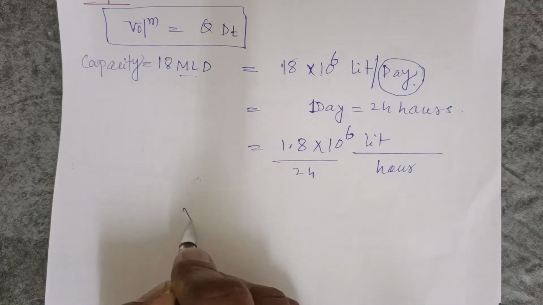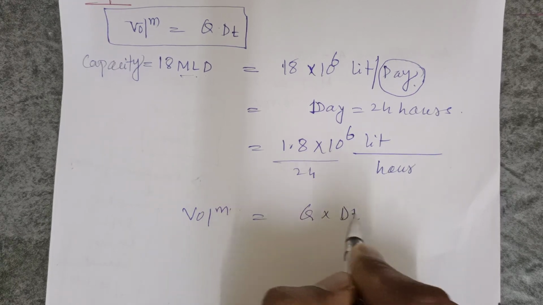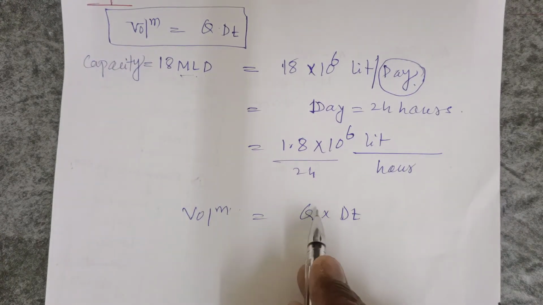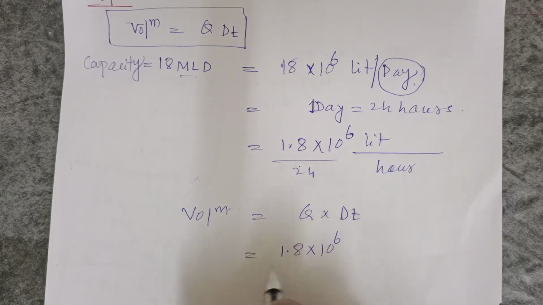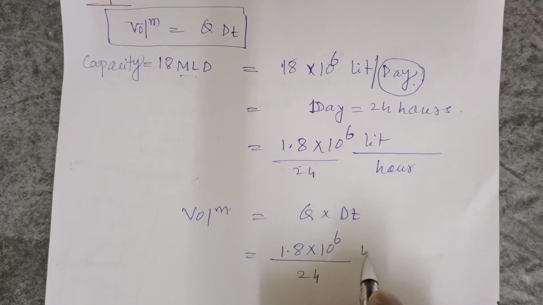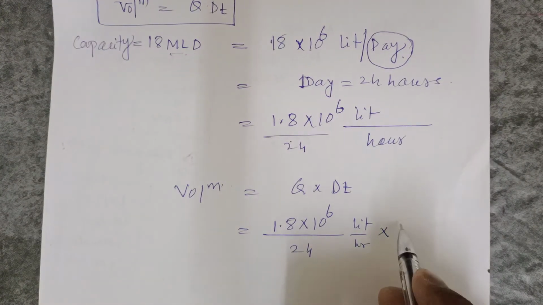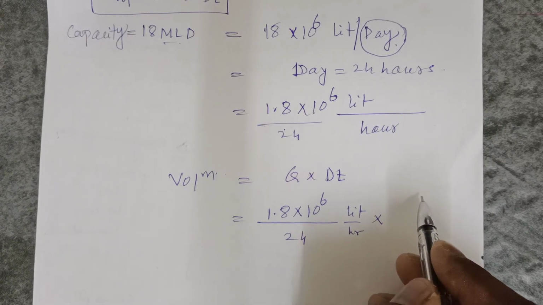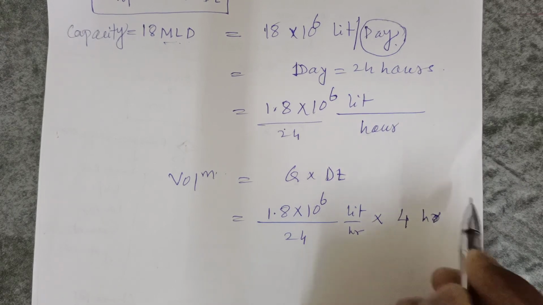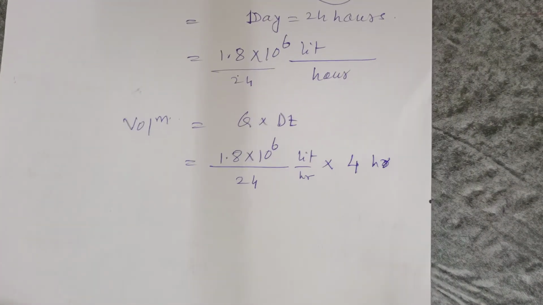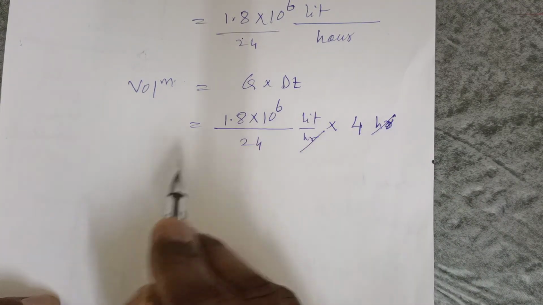Okay, so we were talking about volume. So volume is equal to what? Q into dt, detention time, right? So this Q is given, this one is 1.8 into 10 to the power 6 by 24, that is in liter per hour. If I will multiply this by detention time, and the detention time was given as 4 hours, 4 hour, right? So this hour will be cancelled, right? So it will come in liter, right?